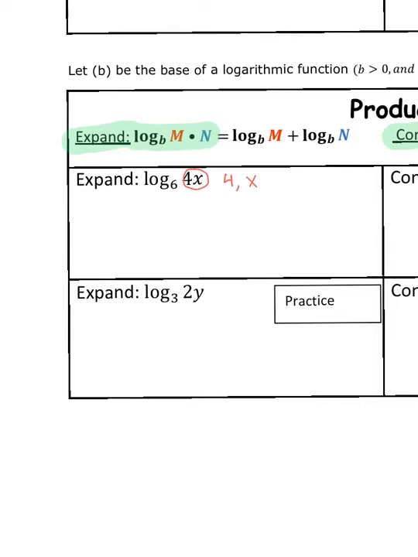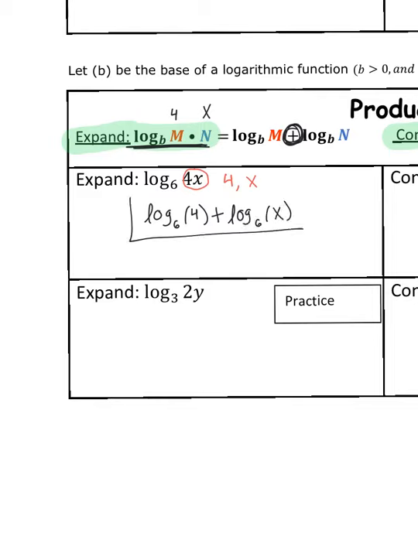So my rule right here says that if I have two things being multiplied, in this case you can think of m as the 4 and you can think of n as the x, I'm going to add them when I break it apart. So this is going to be log base 6 of my first term, which is 4. And then according to this rule, I'm going to put an addition sign. Then I'm going to take log base 6 of x. And that's my answer.